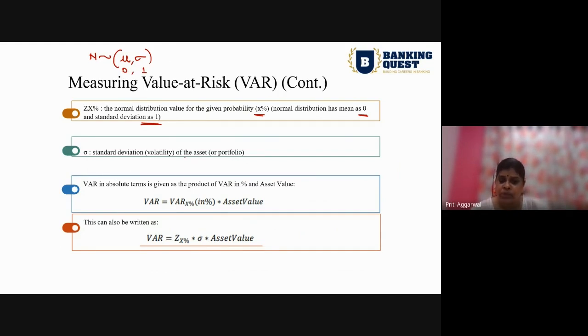Standard deviation is the volatility of the asset or the portfolio. In absolute terms, as I have already said, once I know your VAR in percentage form, I have to multiply it with your asset value. This can be written as Z score at a given level of X% into standard deviation into asset value. This is something we always have to remember, friends. I will walk you through some examples so that you are clear on how to determine your VAR.